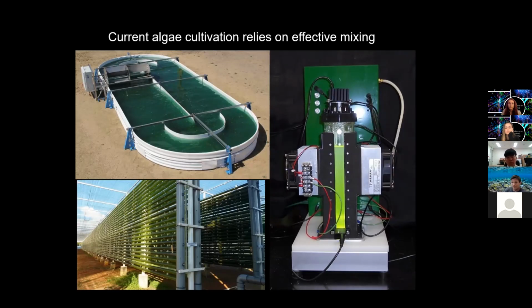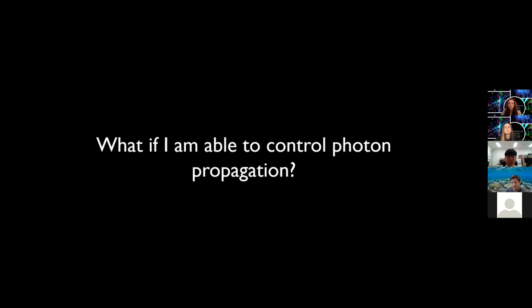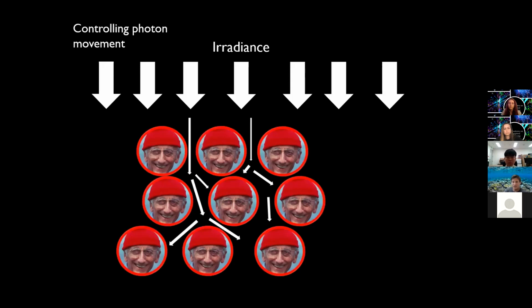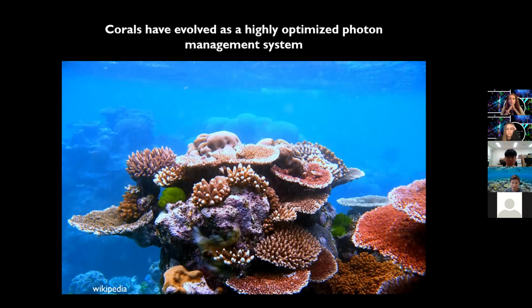And now, alternatively, what if we are able to control photon propagation? Let's say we're able to scatter light in a way that each cell, each photosynthetic unit, receives the same amount of light. So you have a homogeneous light distribution. Does such a strategy exist in nature? And basically, the idea is that corals, in fact, employ such mechanisms.